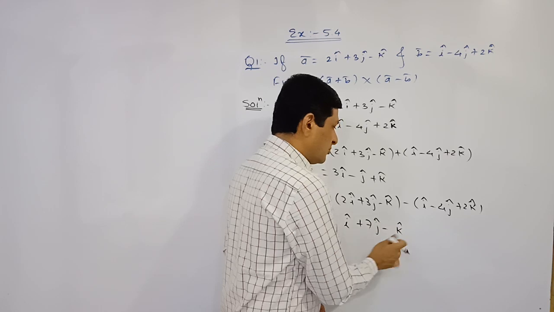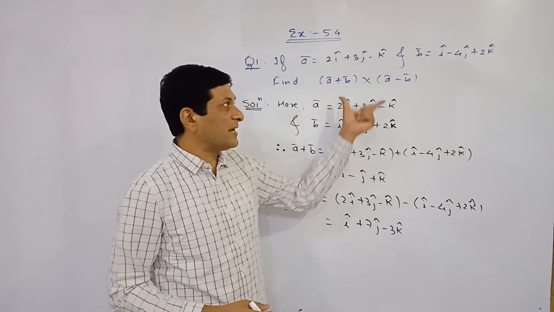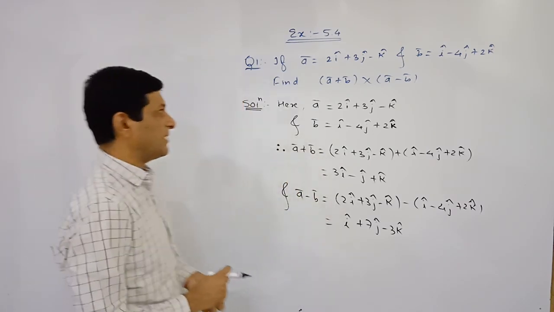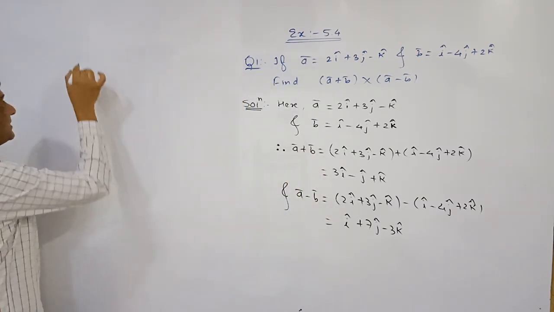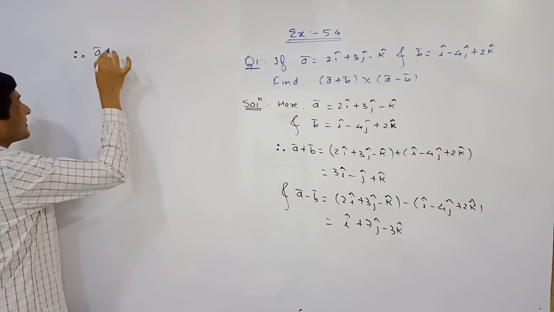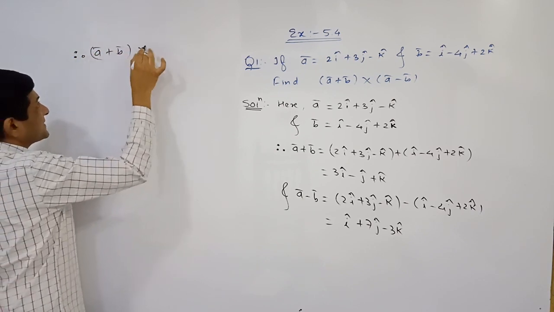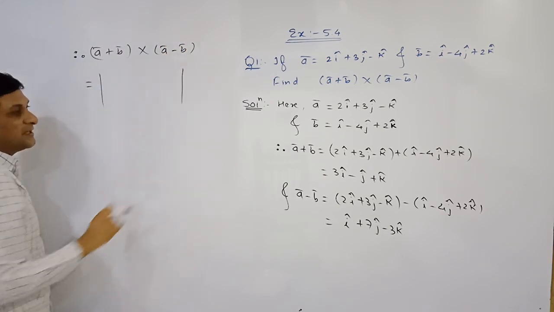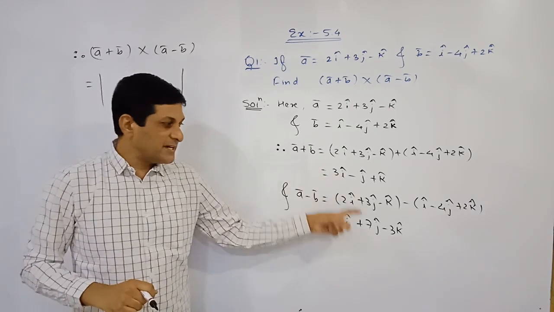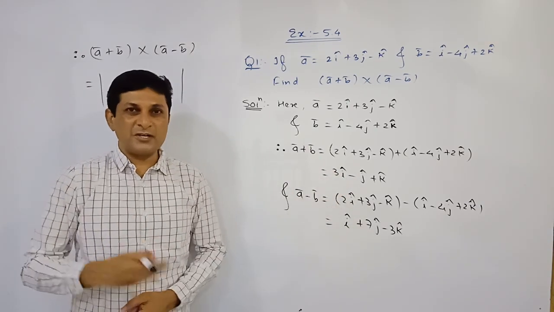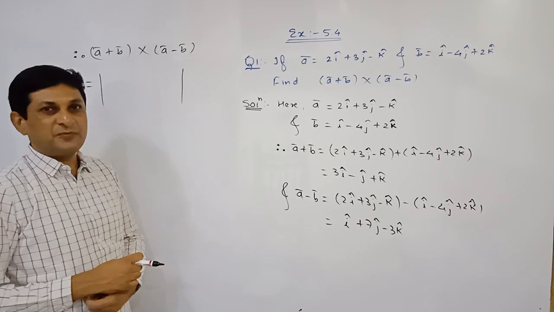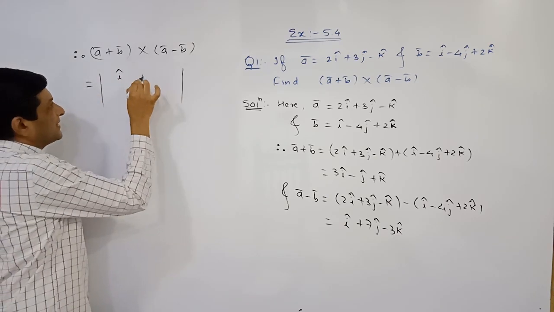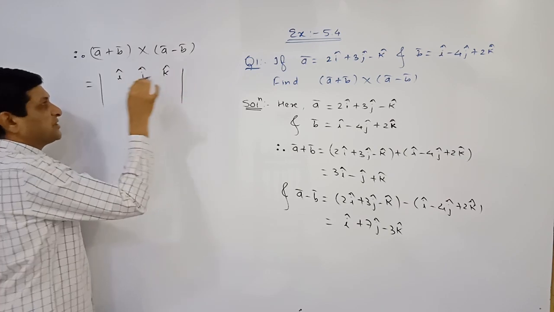Once these values are known to us, now we are finding our required value, that is the cross product of A bar plus B bar and A bar minus B bar. So therefore A bar plus B bar cross A bar minus B bar will be equal to, already we have seen that if the values of the vectors are in terms of i j k, means are in Cartesian form, at that time the cross product can be found using a determinant. In the first row write down the basic vectors i cap, j cap, k cap.